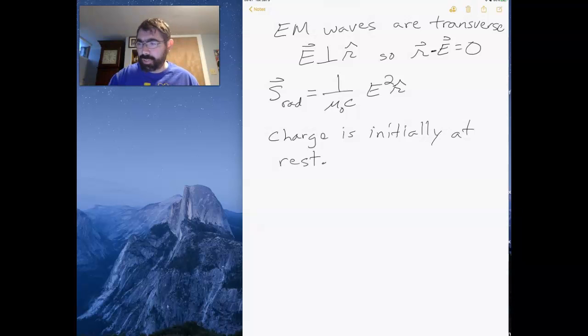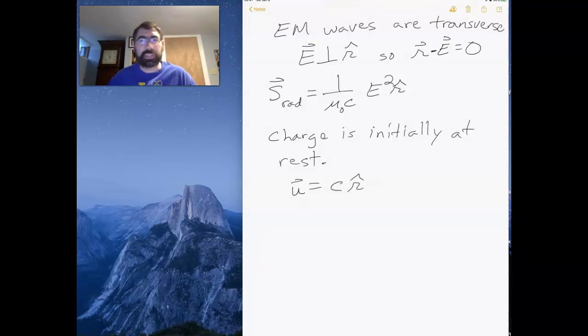So that means I can write this velocity u as just the speed of light in the direction of propagation. Essentially, the charge is not moving, so I don't have to modify in any way this idea of a frame of reference. The idea is that me as the observer is not moving with respect to the charge, and the charge is not moving with respect to me initially.